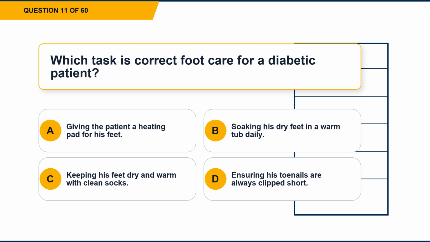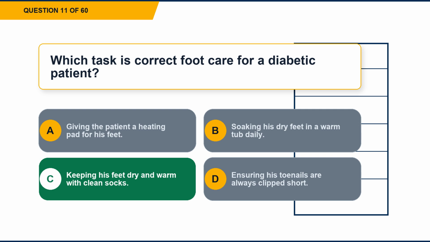Question 11. Which task is correct foot care for a diabetic patient? Option A, giving the patient a heating pad for his feet. Option B, soaking his dry feet in a warm tub daily. Option C, keeping his feet dry and warm with clean socks. Option D, ensuring his toenails are always clipped short. The correct answer is option C, keeping his feet dry and warm with clean socks.